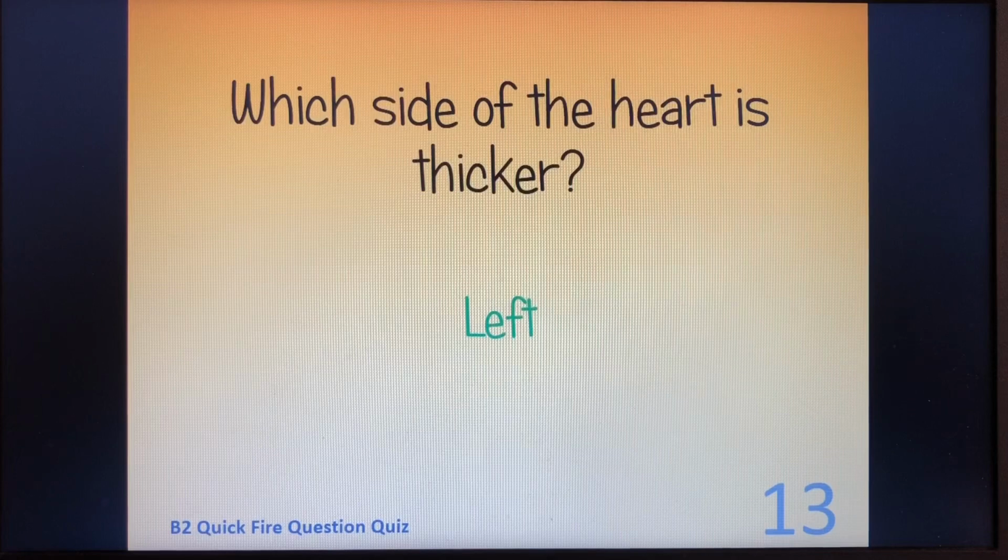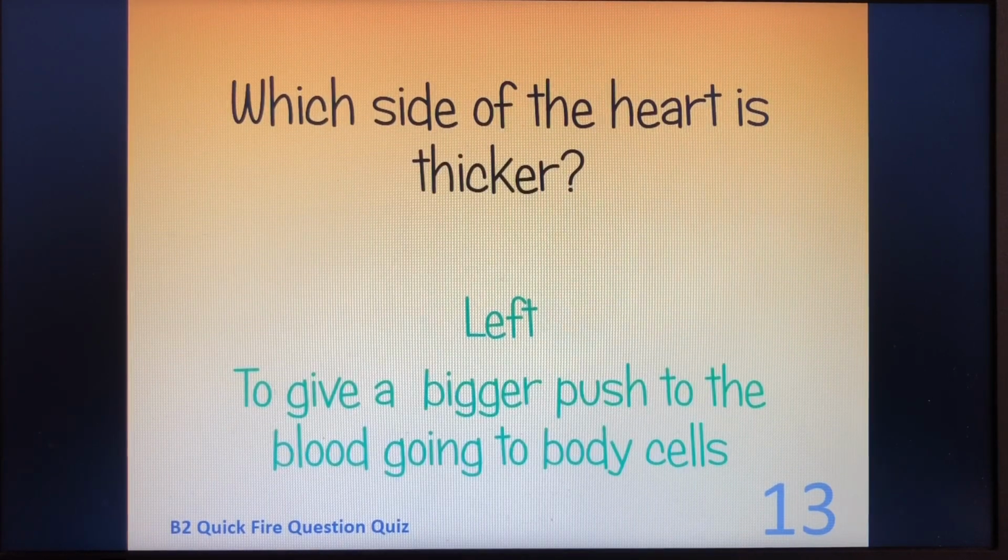So that blood has to get to all of the body cells, so we give it a nice big push with that really muscular wall, increase the pressure to get it round to all of those body cells, okay? So to give a bigger push to the blood going to body cells.